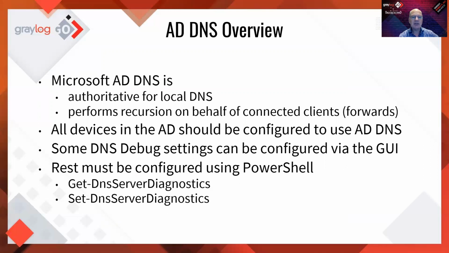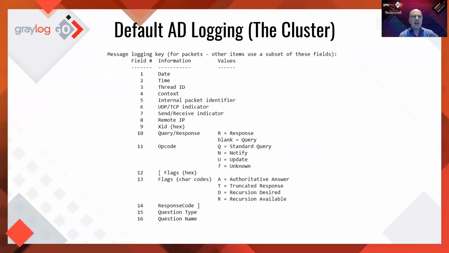The Get-DnsServerDiagnostics shows you the current settings of the DNS server for how it's logging, and you can set those flags back and forth with Set-DnsServerDiagnostics, and I'll give you the specific commands for that in just a second. So here's what you get when you turn on default debug logging within Active Directory DNS server. The first part of the log file that's created looks like this. It shows you all of the fields that are included within the data lines that come out as your logs. So what you'll see in those logs is exactly what you're seeing here.